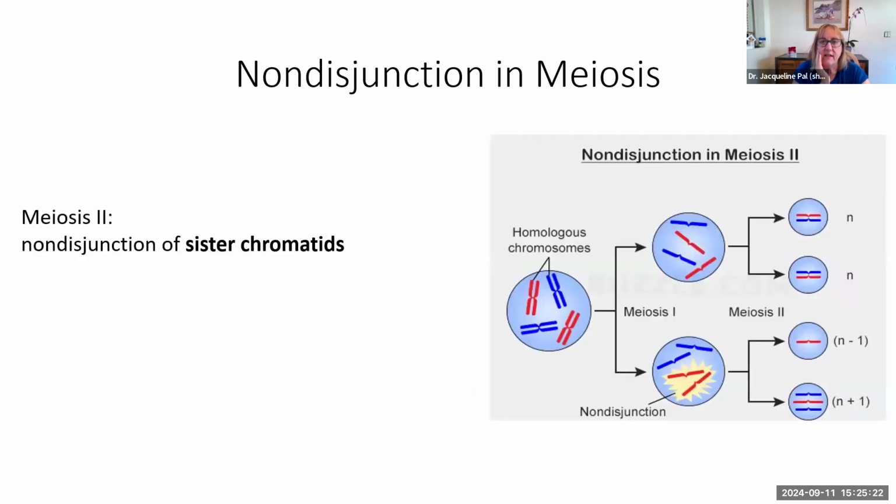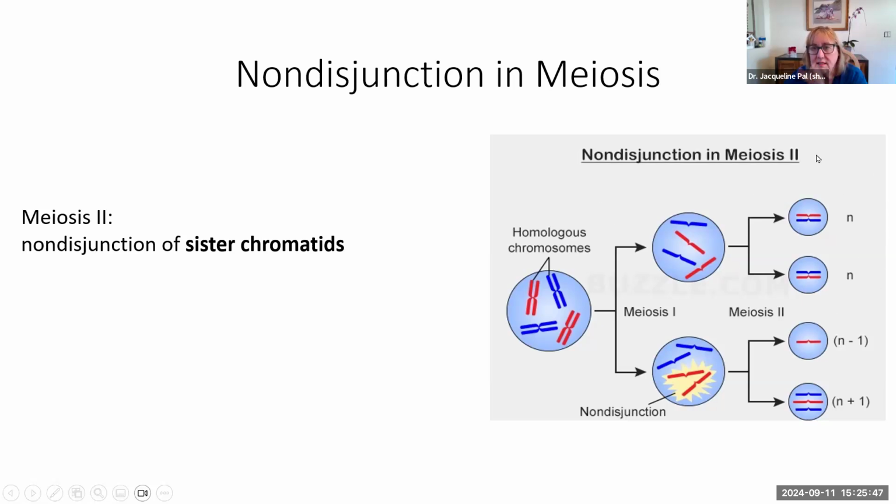On the other hand, if non-disjunction happens in meiosis 2, well, in the first meiosis, the division was normal. And in the second meiosis, we're just separating out sister chromatids. And so in the first meiosis, both cells had divided normally. And in the second one, the sister chromatids are going to separate normally.